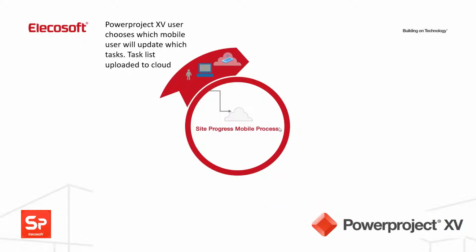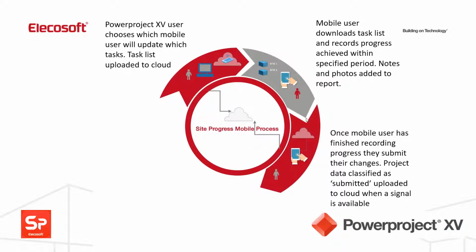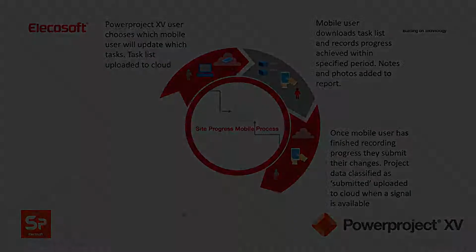In the first tutorial we looked in detail at the Powerproject user and how they configure the project, create users, assign them, and all of those aspects. This second tutorial is focused on the mobile user. This is where you download information, all the things that you can do with it, and what all of those things mean. And then when you finish doing that, you can upload it to the cloud. So that is this second tutorial on the use of Site Progress Mobile for Powerproject 15.